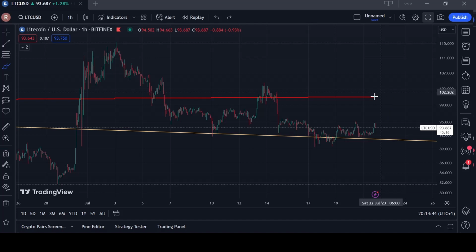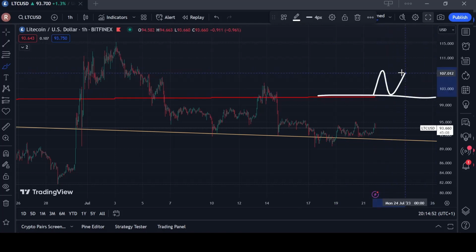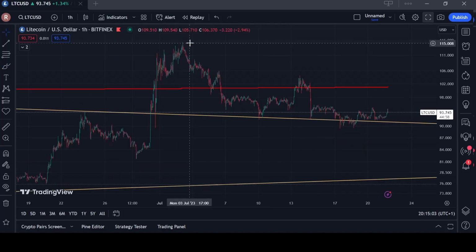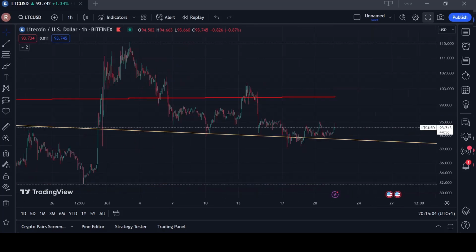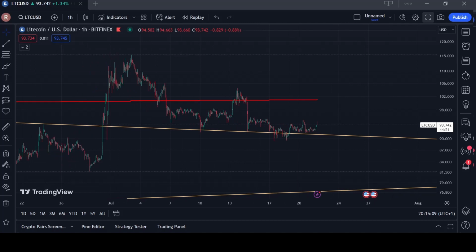If we get that, we want to see this broken. This is at $101. If we get the retest and we hold, I'm bullish on Litecoin short term, not long term. There is speculation that the pre-halving rally is in. This was the top. Benjamin Cohen has been speaking about that. I'm not so sure. I think there's a lot of whales out there looking to offload.